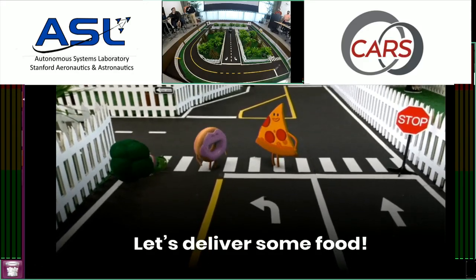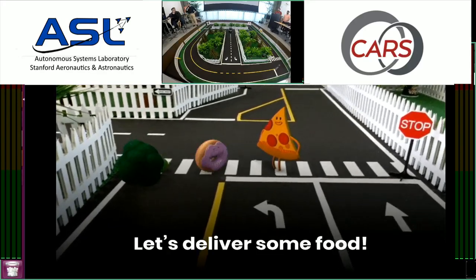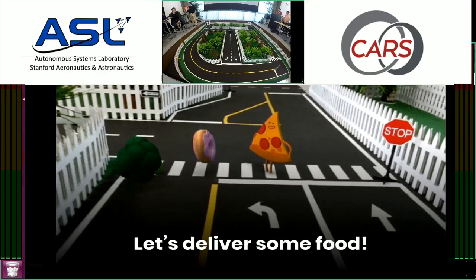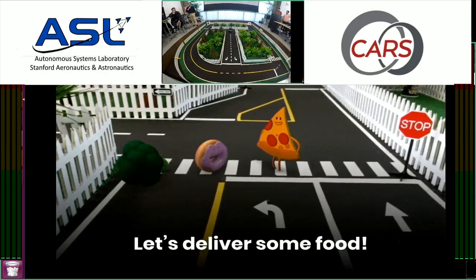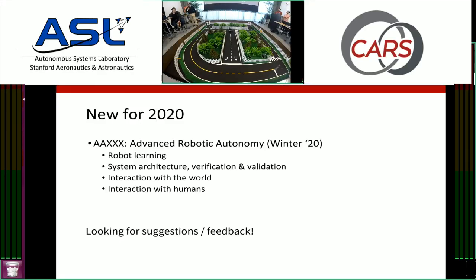Before starting officially the competition, I would like to mention that next year, given the success of this class, we're going to launch a new class, which is going to be Advanced Robot Autonomy, where we're going to cover more advanced techniques, like, for example, learning-based control, system architecting, verification and validation, interaction with the world, like, for example, contact models and manipulating the world on top of a mobile base, and interaction with humans, how to predict the intent of humans and how to use that information to plan actions that anticipate possible reactions.